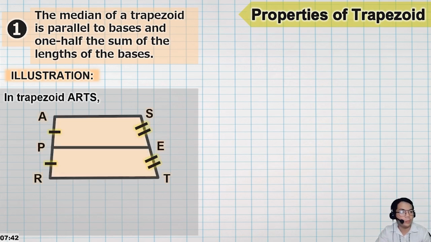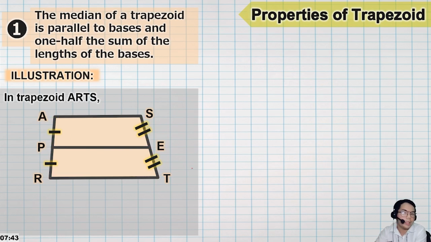So for us to better understand this property, let's have this given illustration which gives us trapezoid ARTS. In this case, ito yung ating median. Ayan, si point P at si point E ay midpoint ng legs AR at leg ST. Now, from there, you will notice that AP is congruent with PR and SE is congruent with ET. So, in this case, nabuo, yan, si line segment PE which serves as your median.